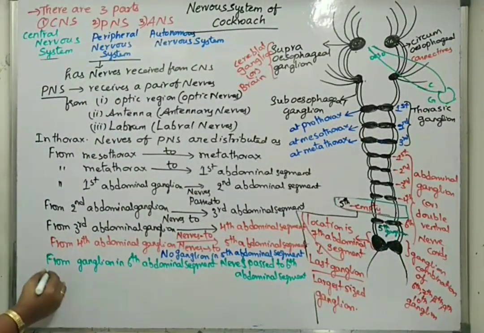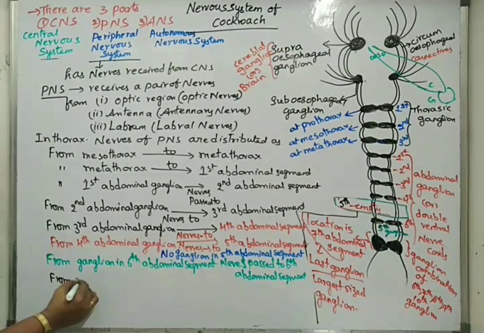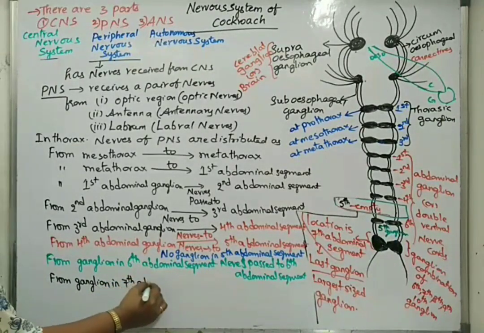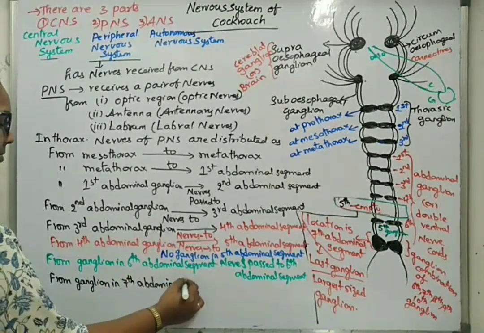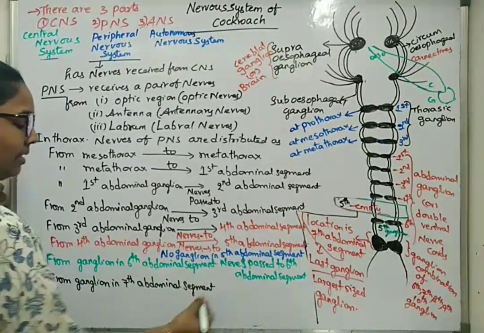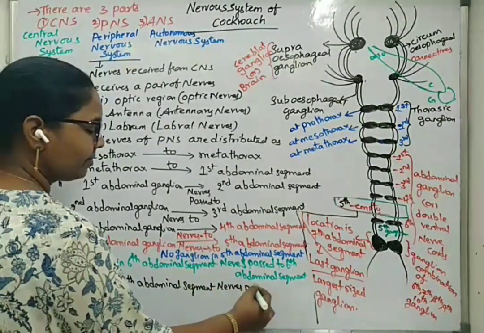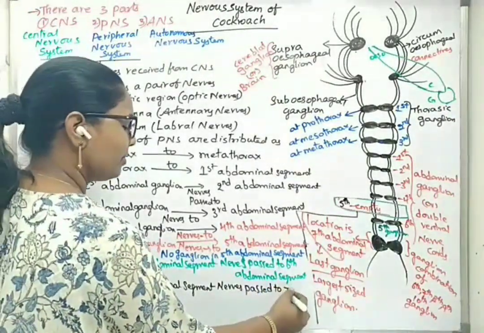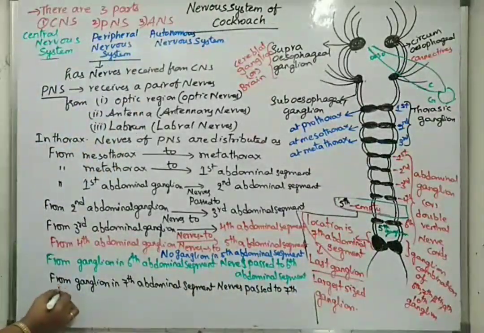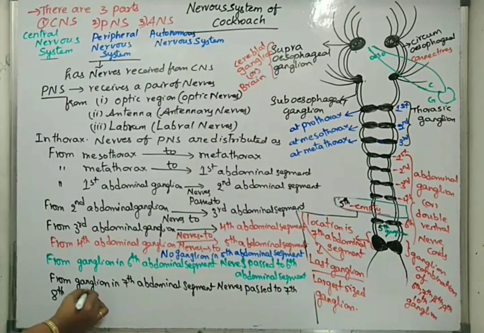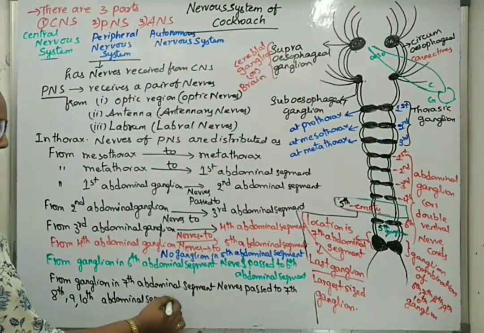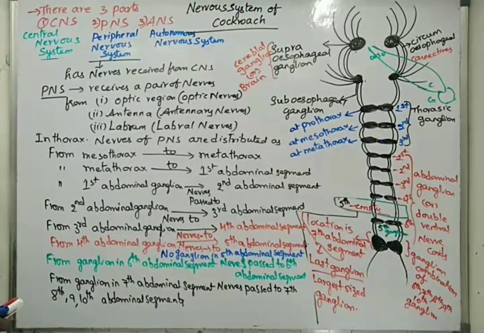Next, from the ganglion in the seventh abdominal segment, nerves passed to the seventh, eighth, ninth, 10th abdominal segments. So this is the distribution of nerves of the peripheral nervous system into different body parts of the cockroach.